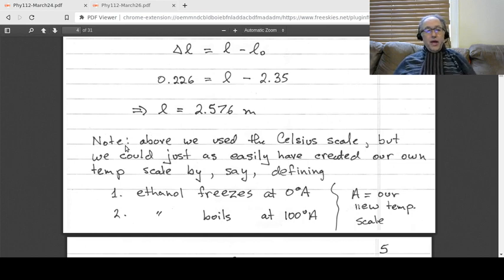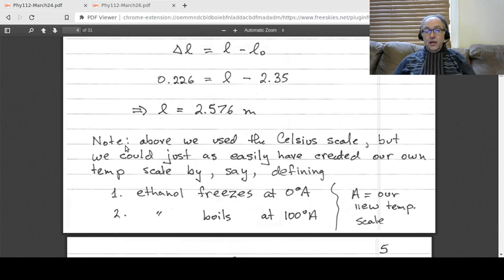Now, I want to show you how this could actually be used to make a thermometer, even if you don't have a temperature scale already. Here we pretended that we already had a temperature scale, and we used it, which is fine. But pretend that you're making a thermometer for the very first time. That's exactly what Celsius did.